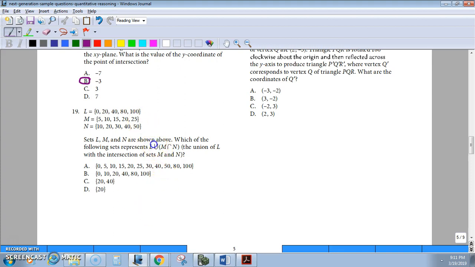So I think here's what it wants you to realize. This means or, and this means and. So what this wants is what represents L, all of the numbers that are going to be in either L or that are in M and N. So it's either going to be in L or it's going to be in M and N.